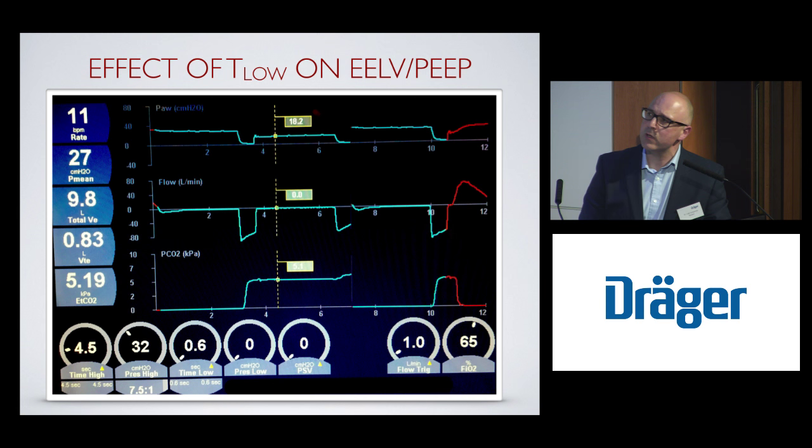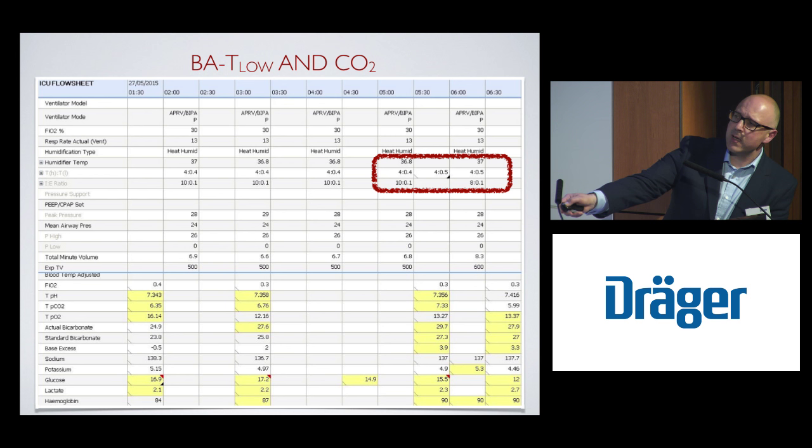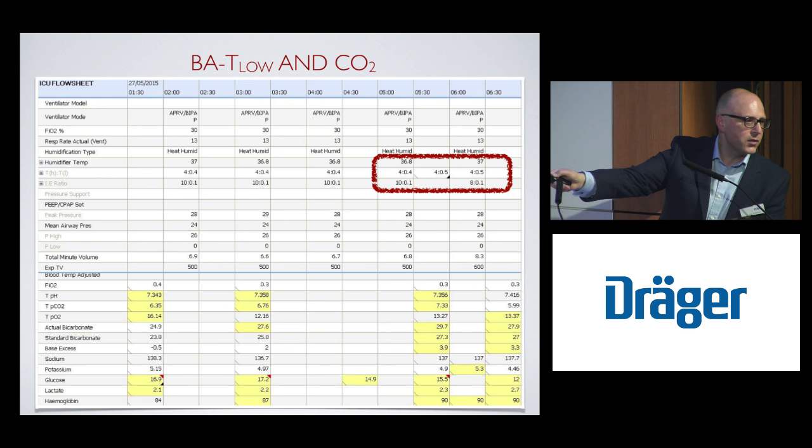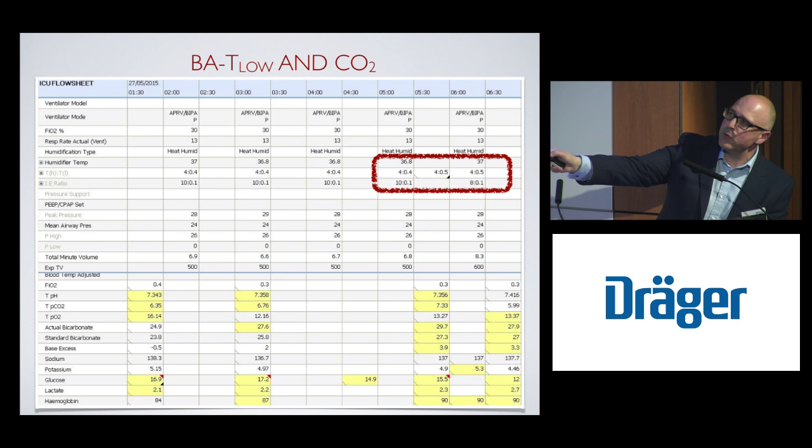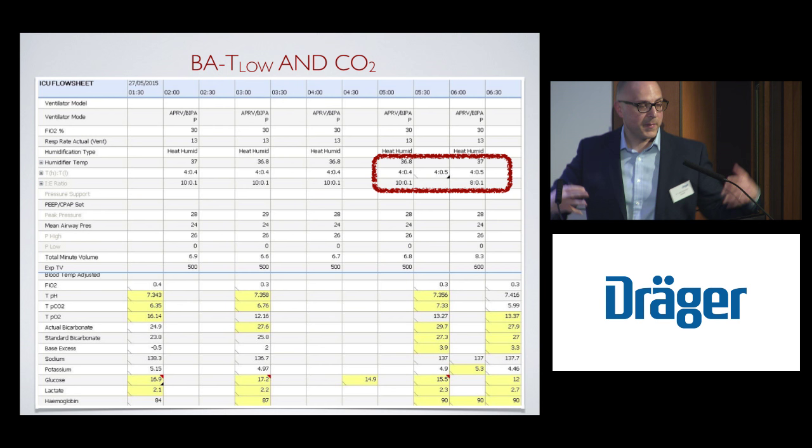And this is one example where this patient here, over time, starts increasing the CO2. And you can see here the T high was 4 seconds, the T low 0.4 of a second. That was clearly too short for this patient, who was getting a little bit better. And now what had to be done is to increase the T low and the CO2 cleared. So you've got more time, because this patient was overinflating, and you can see that over time over there.